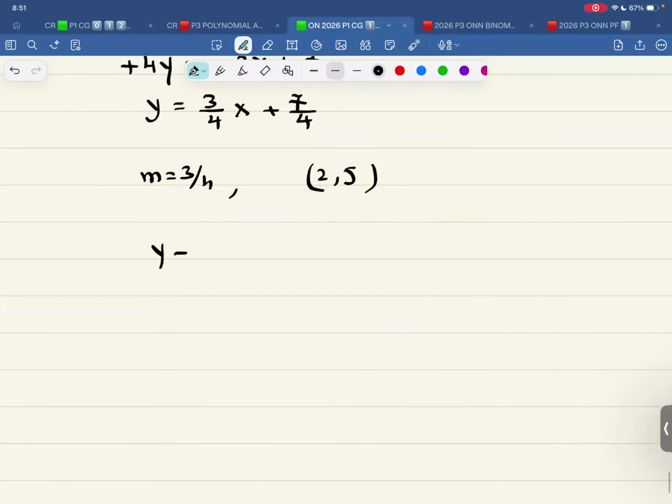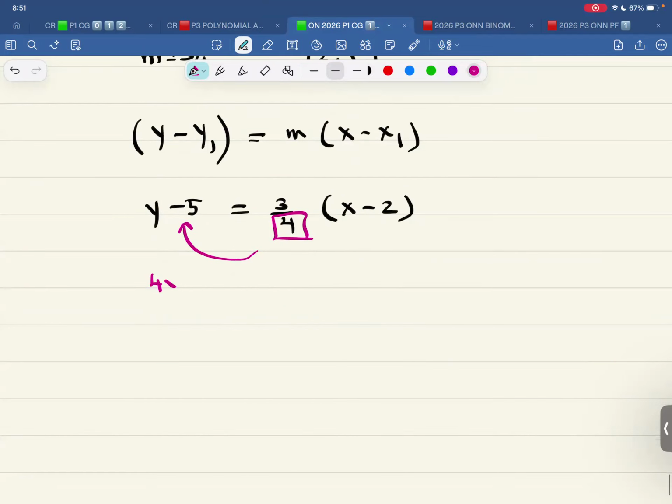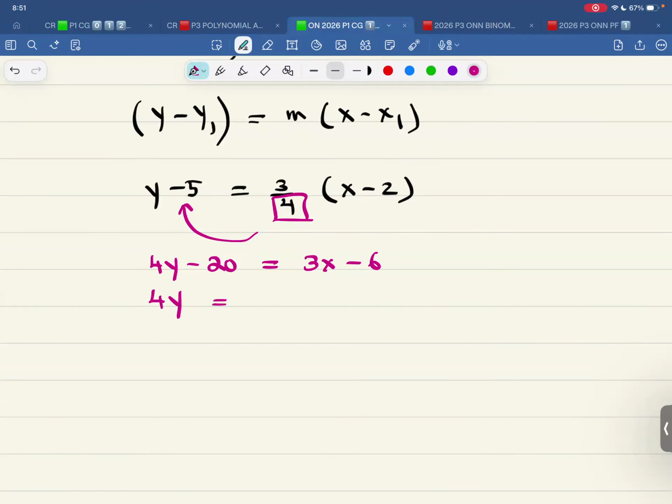Write down the format. y minus y1 is equal to m times (x minus x1). y minus 5 is equal to 3/4 times (x minus 2). Now this will make life easier when I cross multiply. So if I cross multiply, 4y minus 20 equals 3x minus 6. 4y is equal to 3x minus 6 plus 20. 4y is equal to 3x plus 14.